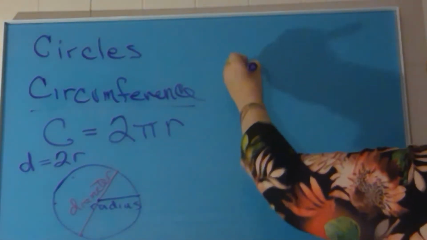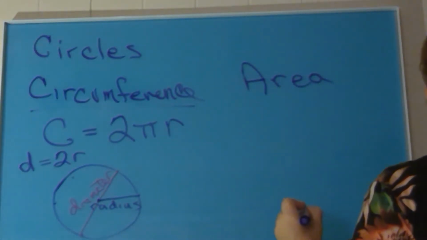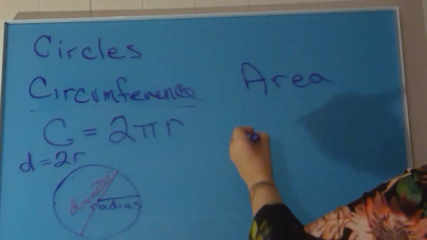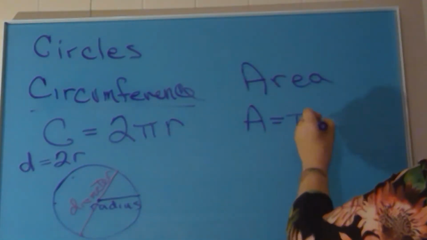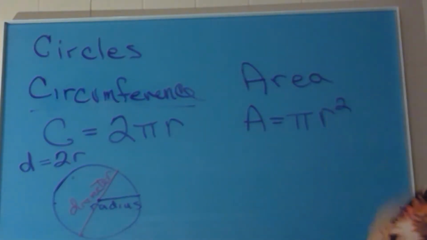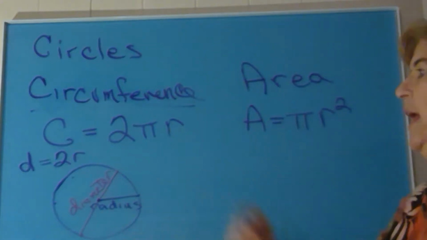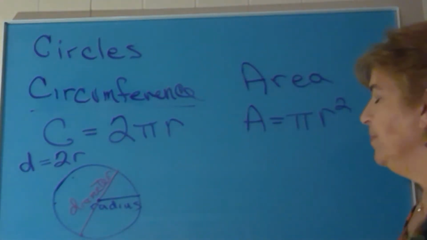The area of a circle is pi r squared, which means you take the radius and you square it and multiply it times pi.